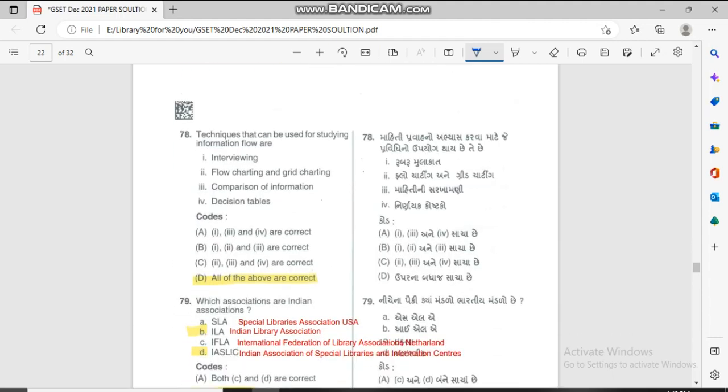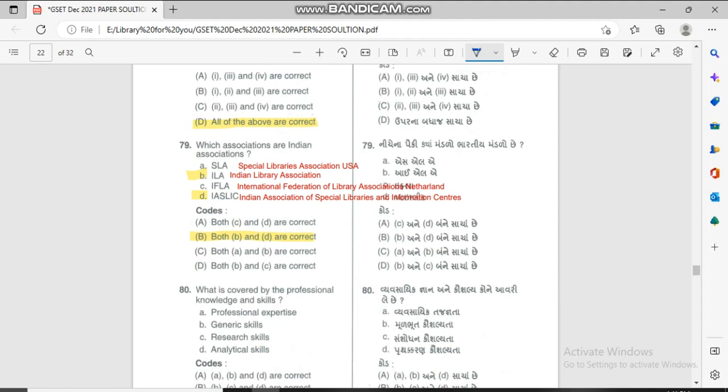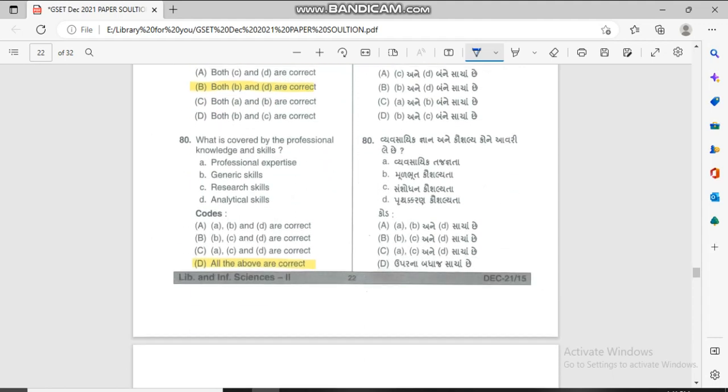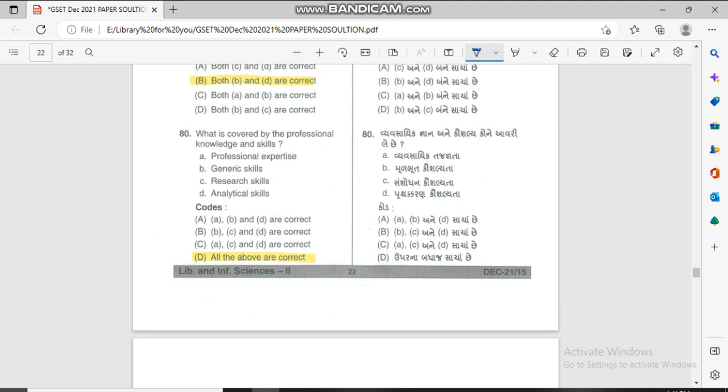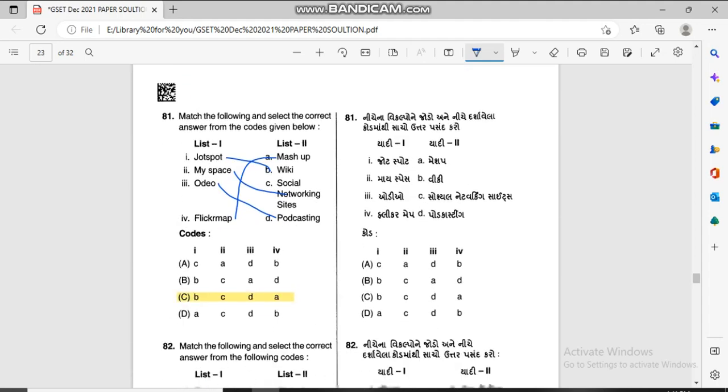Techniques that can be used for studying information flow are all of the following: interviewing, flow charting and grid charting, comparison of information, decision tables. Which associations are Indian associations? ILA and IASLIC. What is covered by professional knowledge and skills? All of the above: professional experience, generic skill, research skills, analytical skill. Match the following and select the correct answer from the codes. That is PCDA.